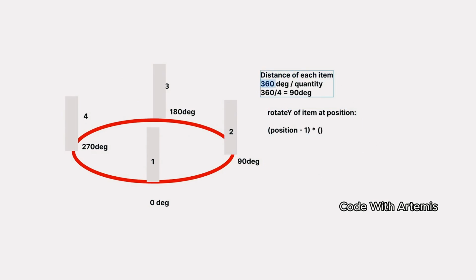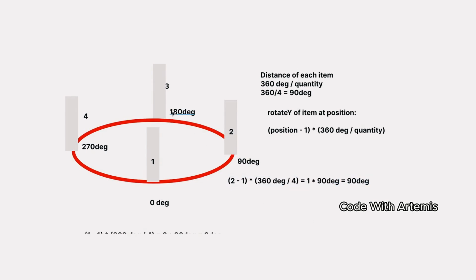As for the item in position 2, the result will be 90 degrees. Everything matches perfectly. So now, let's use this formula to write the code. According to this formula, a serious problem that needs to be solved is how to let CSS get information about the two variables, position and quantity.